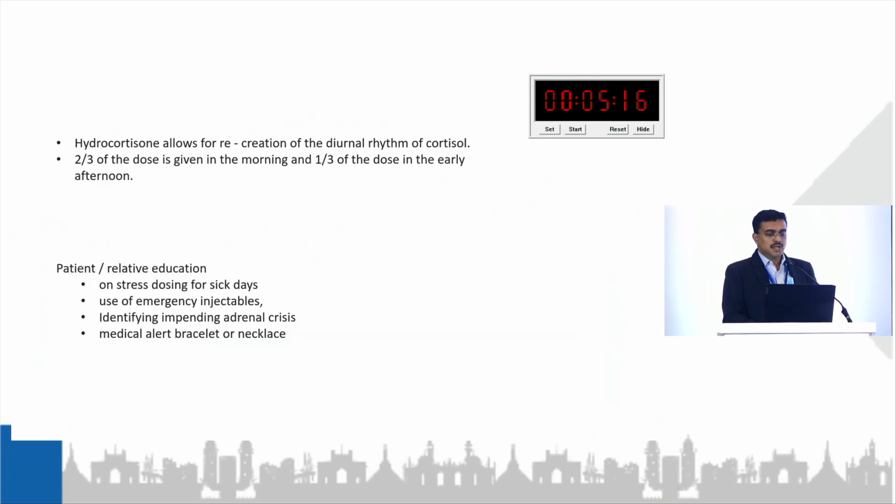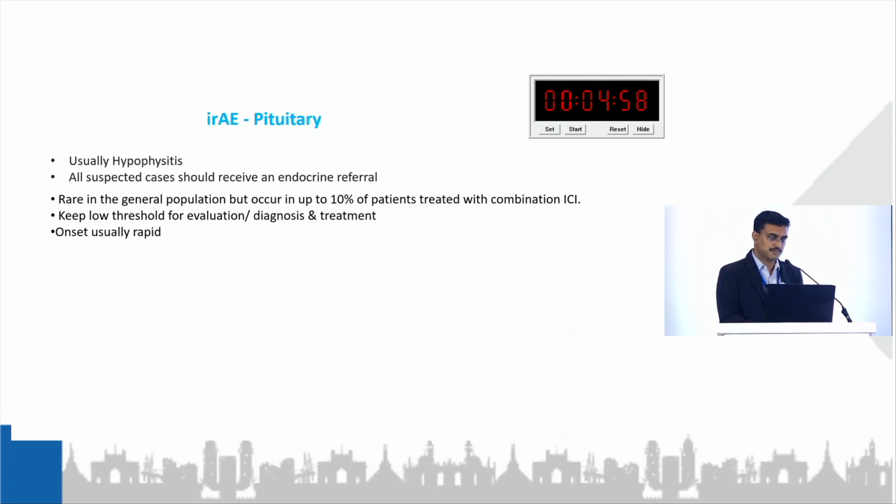Hydrocortisone allows for the recreation of the diurnal rhythm of cortisol, and we need to give it in a 2/3, 1/3 dosage schedule. We should give proper education so that the patient doesn't forget the drug, and also in case of emergency, adequate treatment is given, even by the primary care doctor who may be seeing the patient in that kind of emergency.